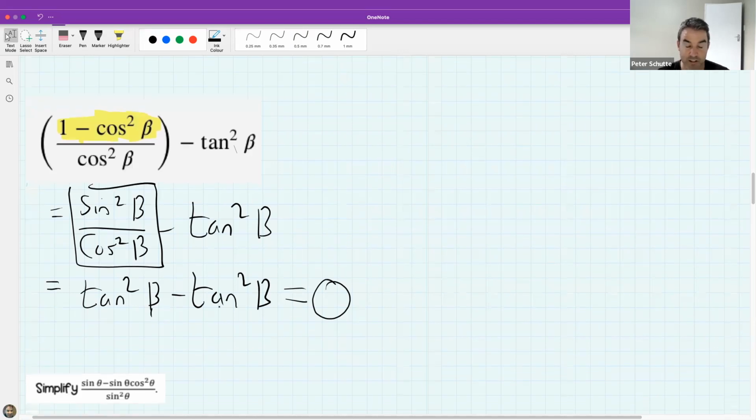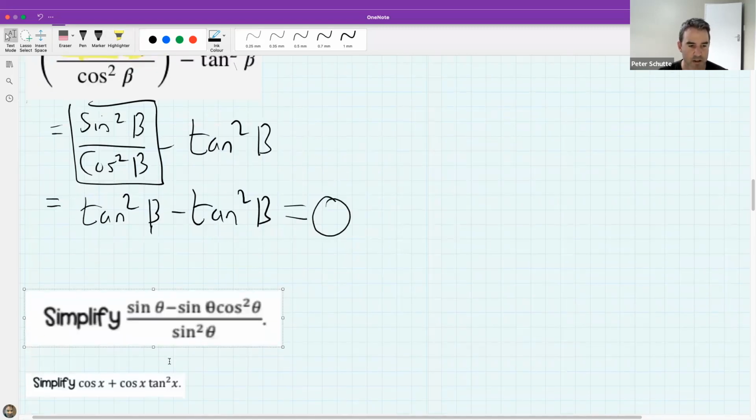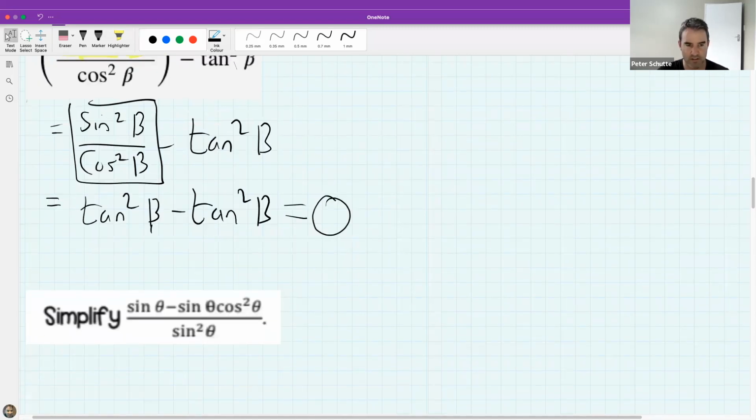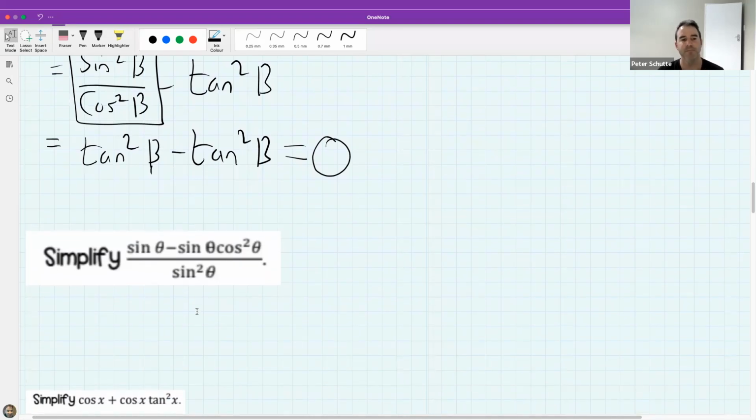Okay, looks like you guys are getting better and better at this every time. So let me give you a tougher one. Can you simplify the following expression? Where you've got sine theta minus sine theta times cos squared theta over sine squared theta. And we might need some tips from the group to get us going, but for the moment, you do the best you can do.